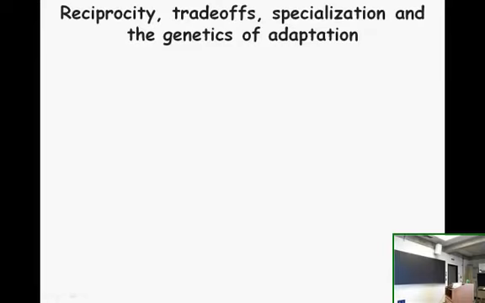Trade-offs, which I would argue are central to all adaptations, to thinking about and understanding all adaptations. Specialization, which I think is a hallmark of coevolutionary interactions. And I'll end with some new data we have on the genetics of adaptation, how some of those reciprocal interactions are mechanistically based, in this case in the part of the herbivore.